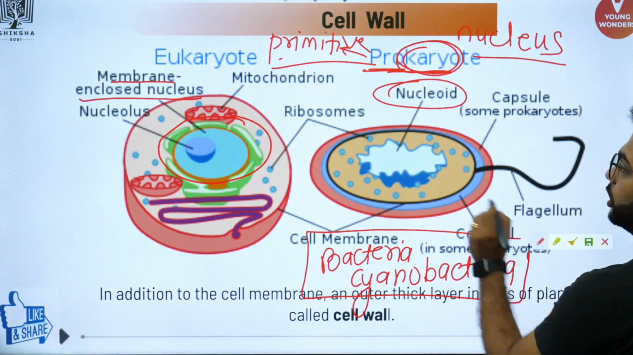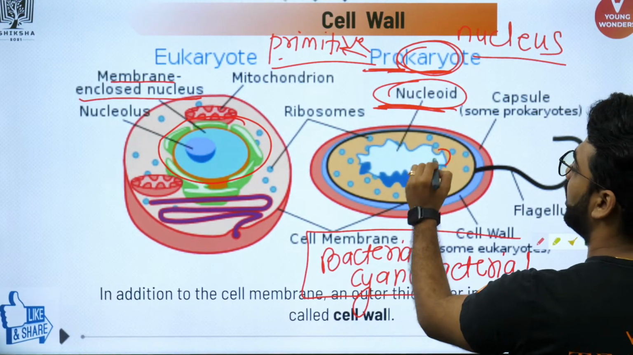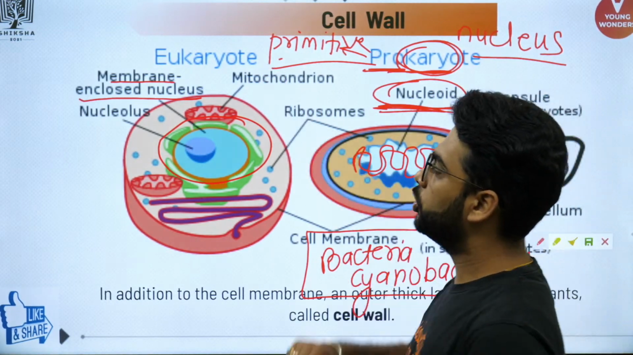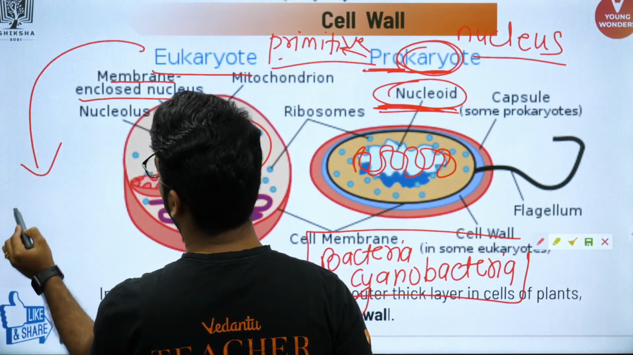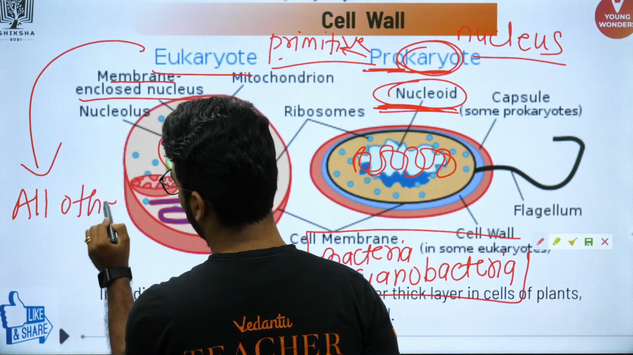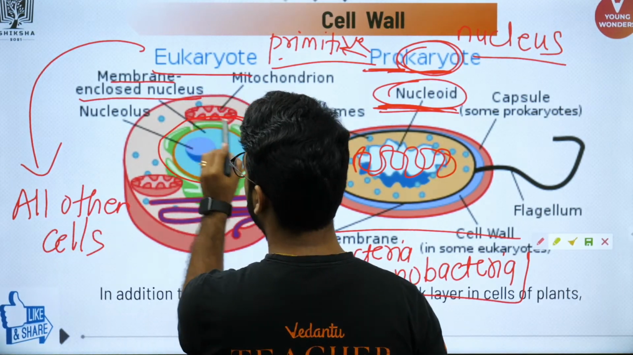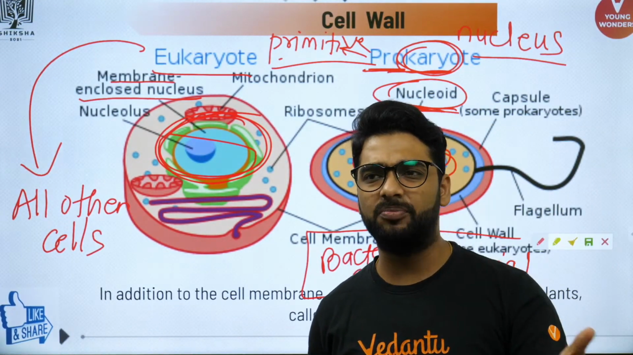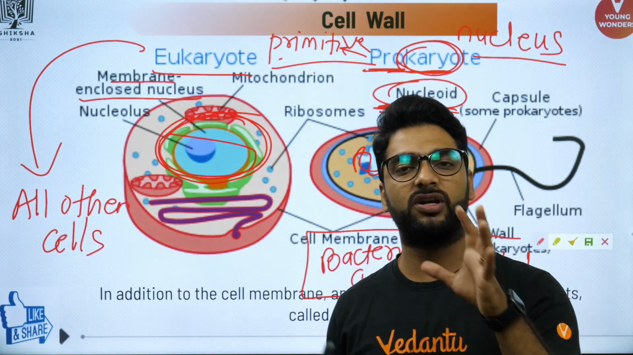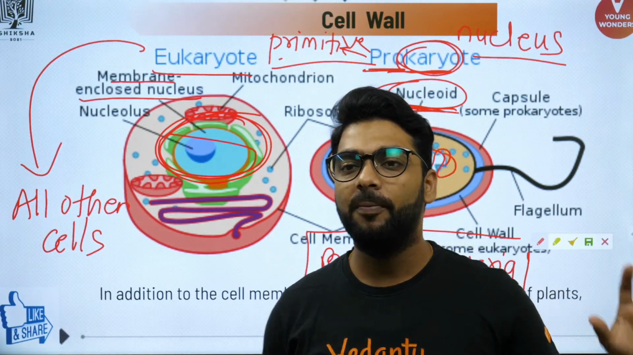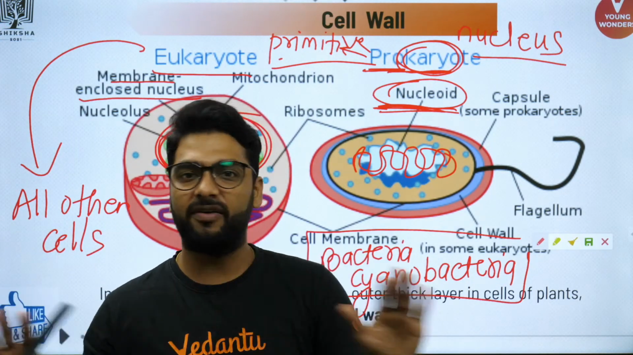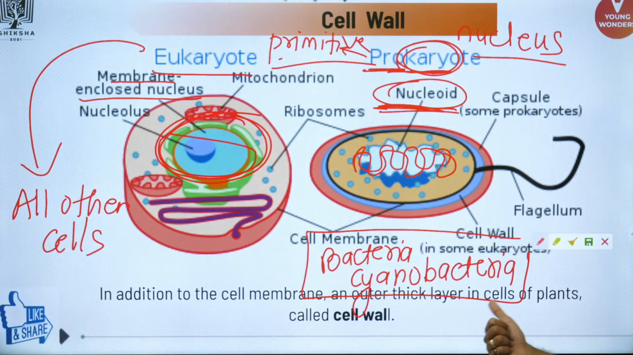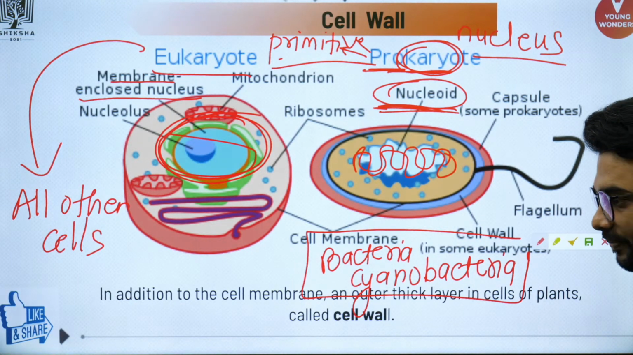Your prokaryotic cells do not have a nucleus. They have the entire nuclear material suspended in the cytoplasm, called nucleoid. Whereas your eukaryotic cells, which means all the other cells, have a well-defined nucleus and a nuclear membrane. Your plant cells, animal cells, amoeba, paramecium, all of them have a well-defined nucleus and a nuclear membrane, but your prokaryotic cells do not. Okay? And examples are only two, bacteria and cyanobacteria.